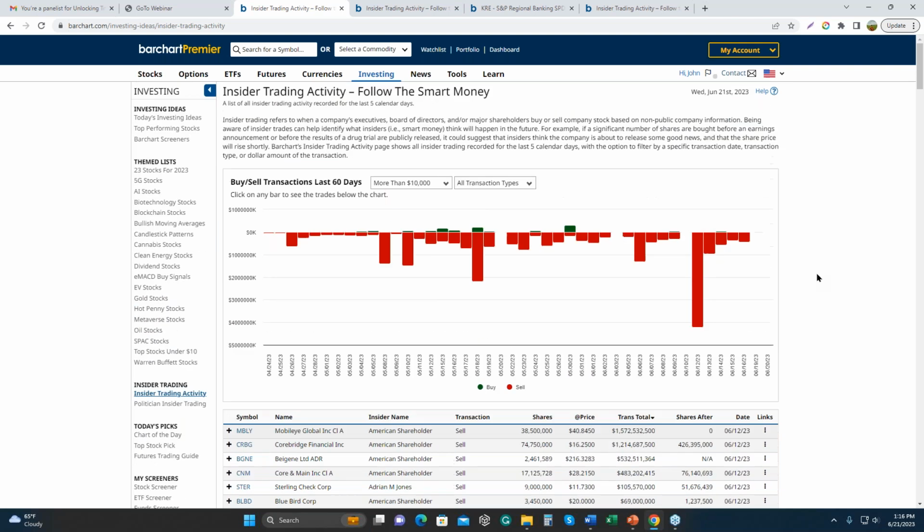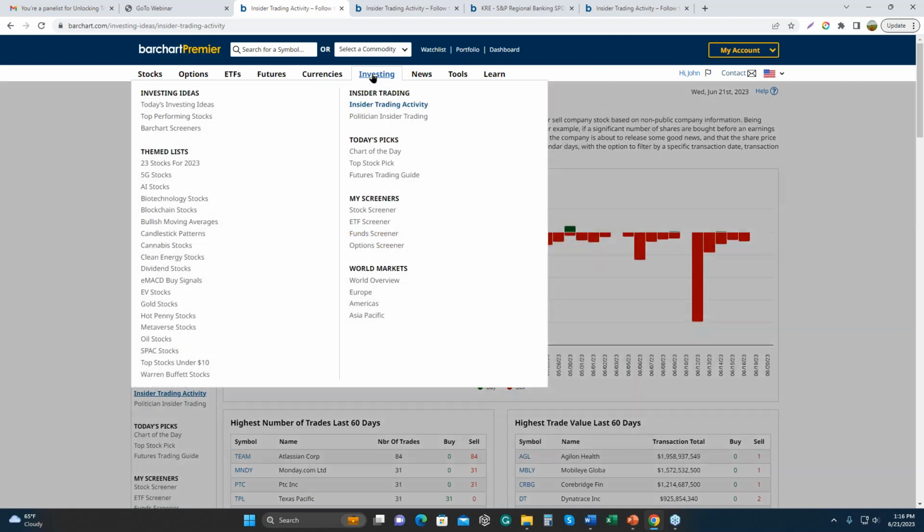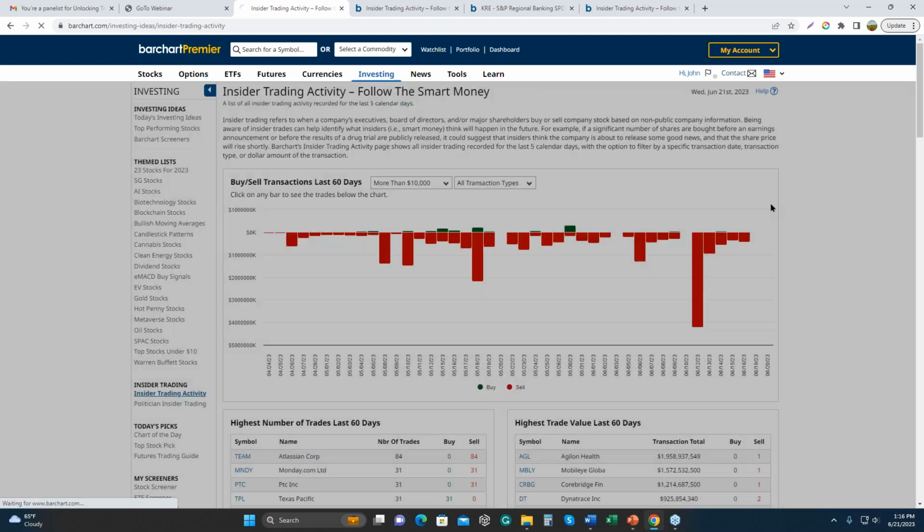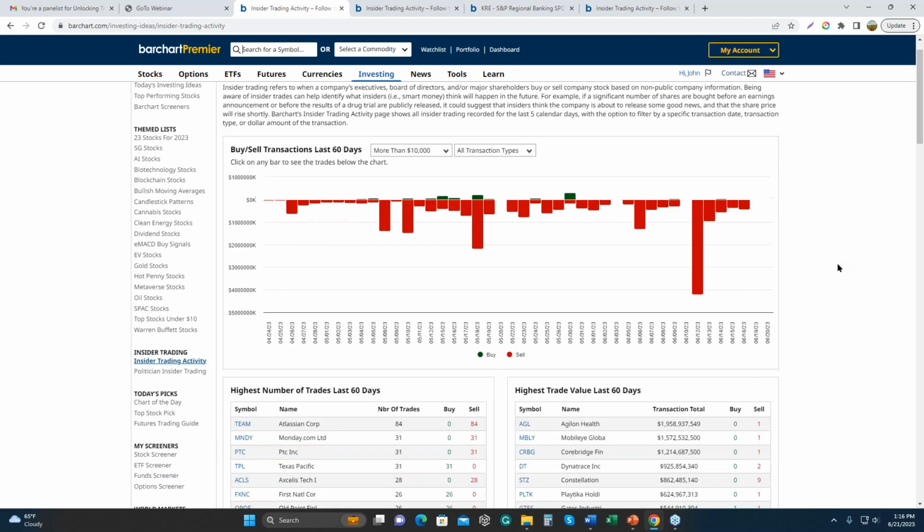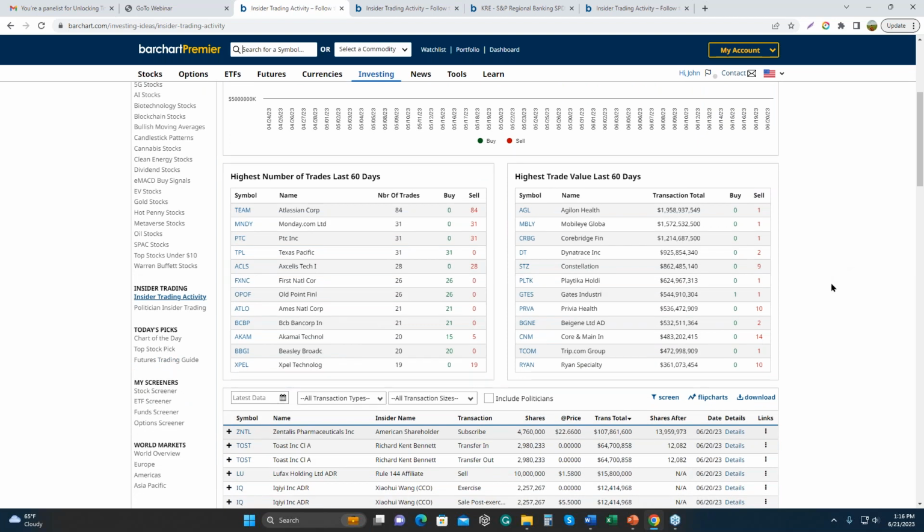The next part where we can use our insider activity page is the highest number of trades over the last 60 days. Think about this in terms of looking at a cluster of trades and our highest trades in value. Again, that's the large transaction concept. So let's move through that process.